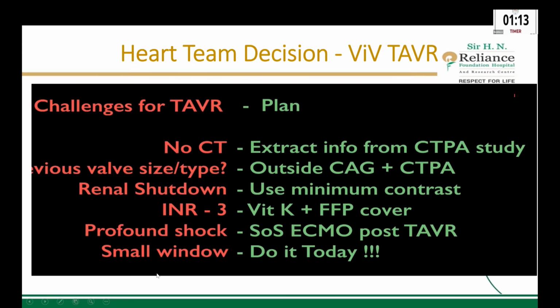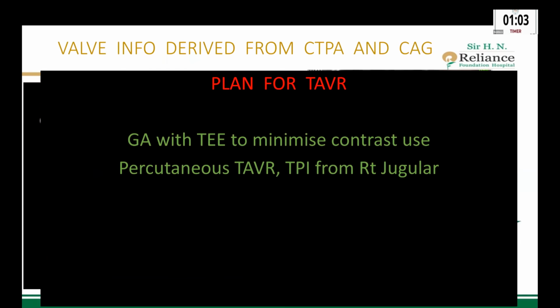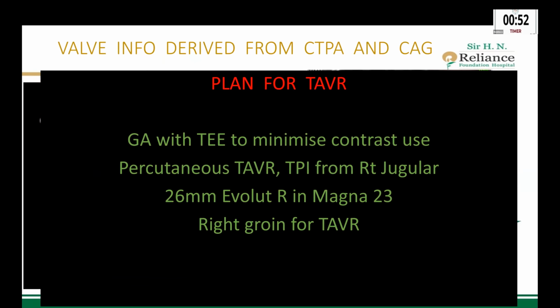And there is a very small window, so we decided to do it on the same day. So general anesthesia, and we decided to do TEE. We do all our cases under conscious sedation. We don't do GA, but in this case, we wanted to do TEE because we wanted to minimize the use of contrast. So the plan was to put a 26 Evolut in the Magna 23.